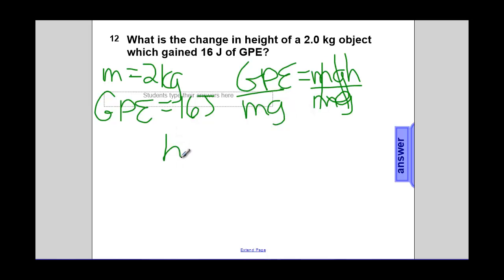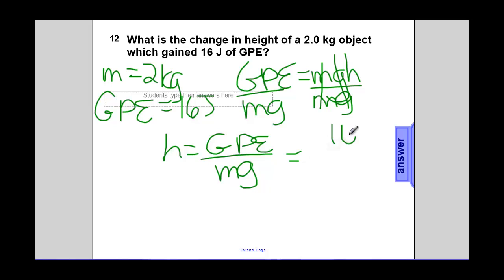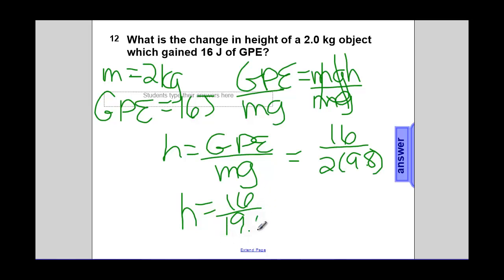So now we've got h equals GPE over mg, which gives us 16 divided by 2 times 9.8. And our h equals 16 divided by 19.6, which gives us 0.82 meters.